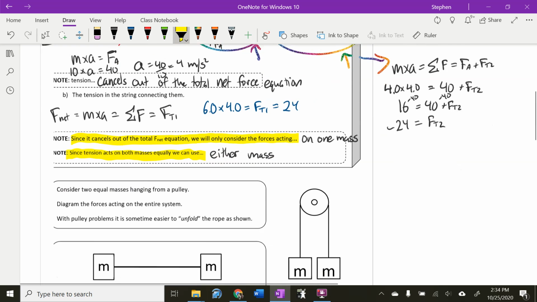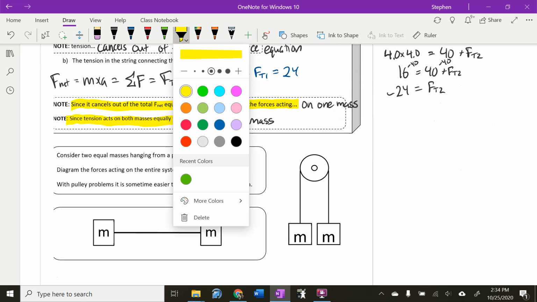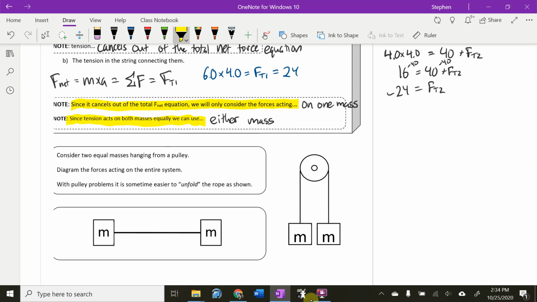Okay, what about this question here where we're dealing with pulleys? So one bit of advice that I have is when you're drawing the diagram, you should unfold the rope as shown. In fact, I'll just highlight that one part there. We're unfolding the rope as shown. So what I mean by that is if I take this diagram that's on the right-hand side here, I'm going to unfold this up this way, unfold this up this way. So now it looks like it's going to be one flat line.